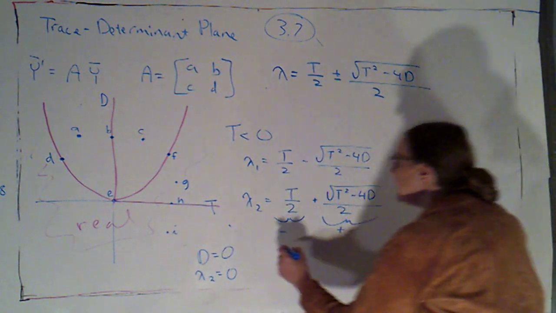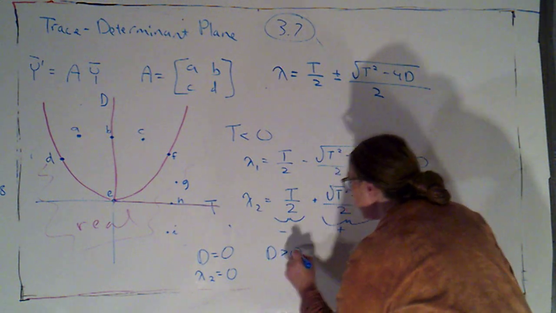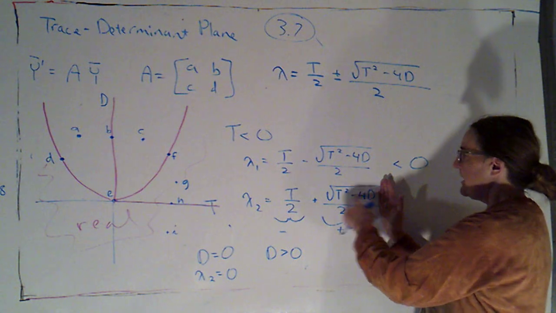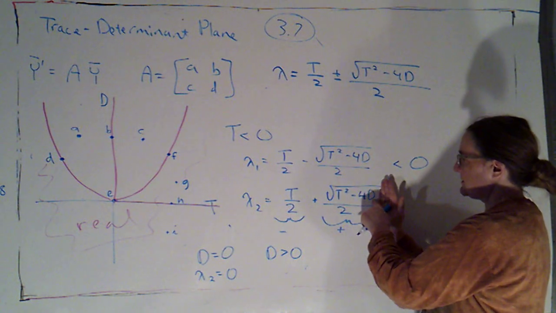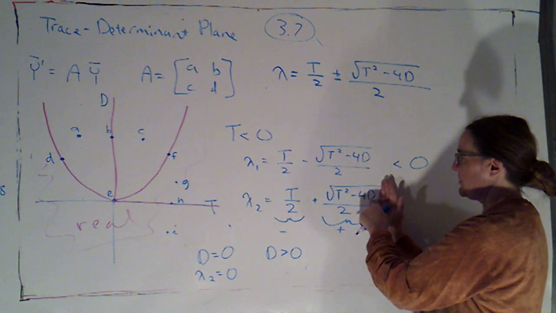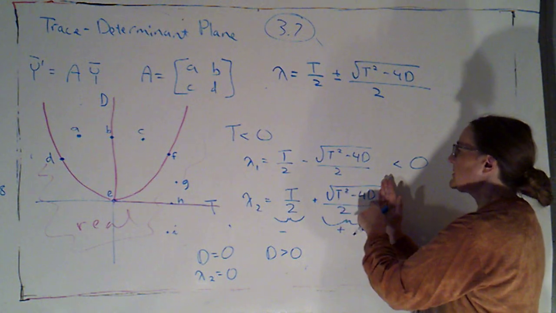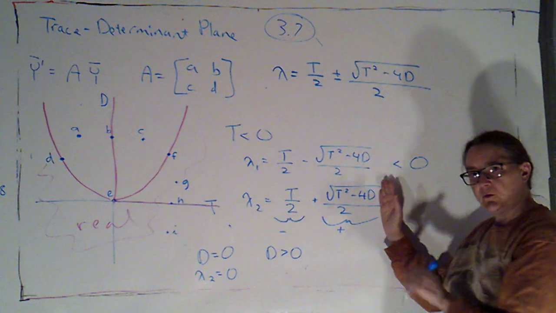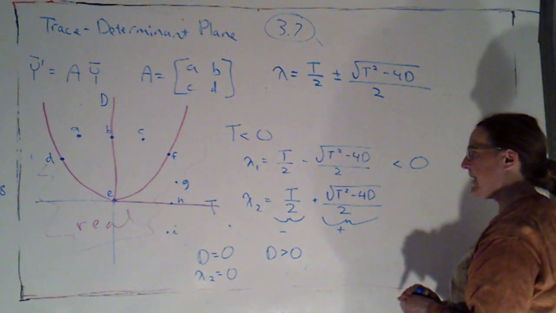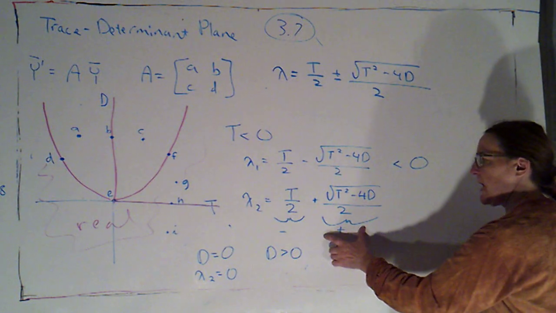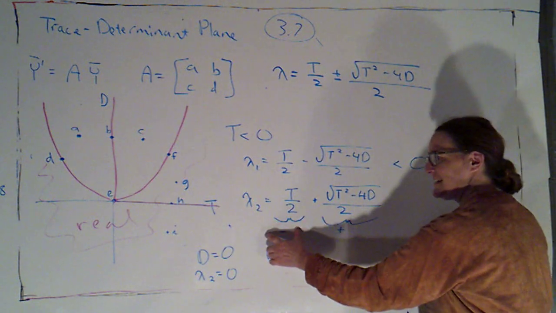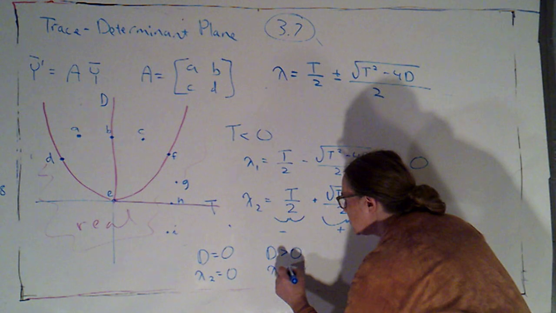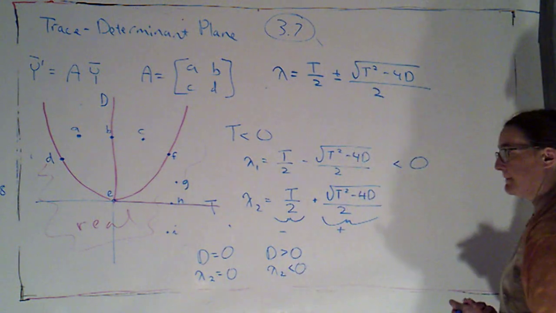If D is bigger than 0, let's see, if D is positive, then T squared minus a positive number is going to be smaller than T squared. So the square root will be smaller than the absolute value of T. So this positive part is smaller than this negative part. The negative part wins, and lambda 2 is going to be negative.